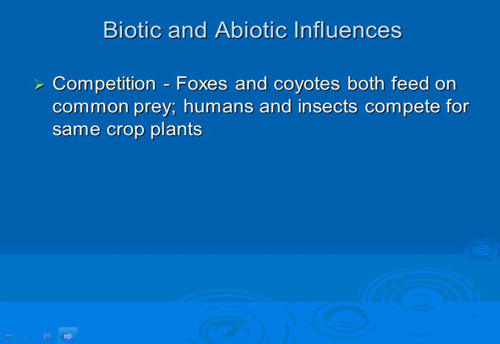So if we look at these biotic and abiotic influences, there is competition between them, and I've talked about this and alluded to this. So if we look at foxes and coyotes, for example, they feed on common prey. So depending on how much prey is available, they have to compete for this. Humans and insects actually compete for the same crop plants, and we have a lot of problems, of course, with insects eating our plants.